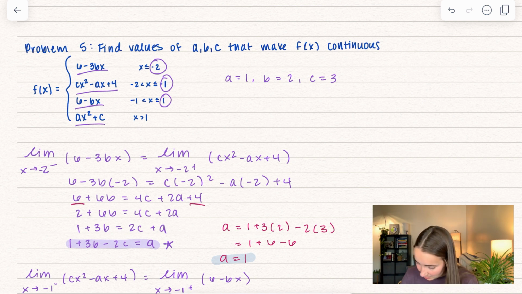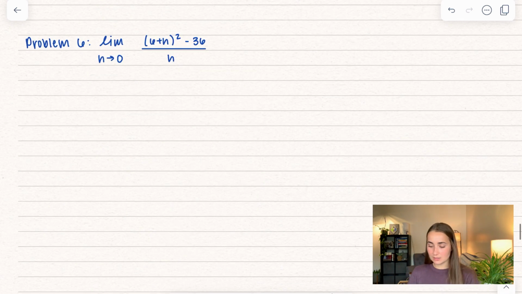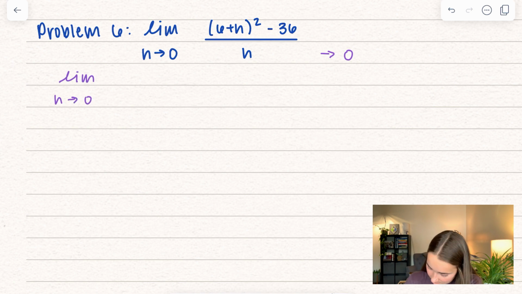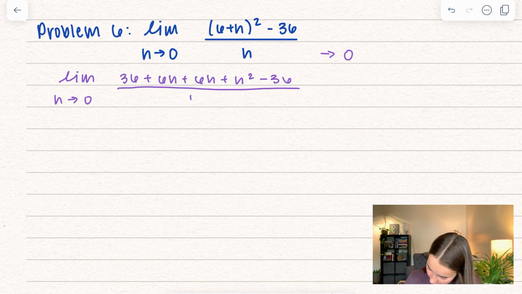Let's go ahead and move on to problem 6. Here we have a nice little limit. So the limit as h approaches 0 of 6 plus h quantity squared minus 36 all over h. So our denominator goes to 0 when we use direct substitution. So I'm just going to go ahead and multiply out the numerator. I'm going to go ahead and combine like terms, and I'm going to cancel. So that 36 minus 36 cancels, and then the 6h plus 6h combine.